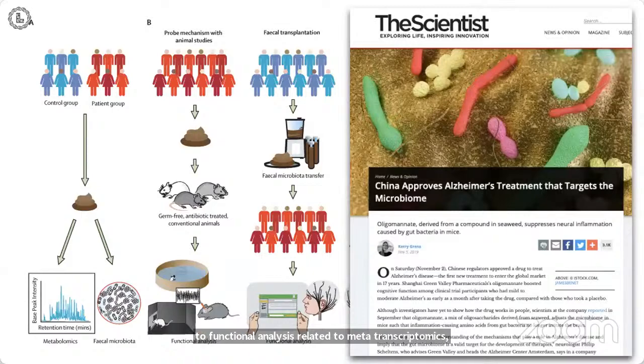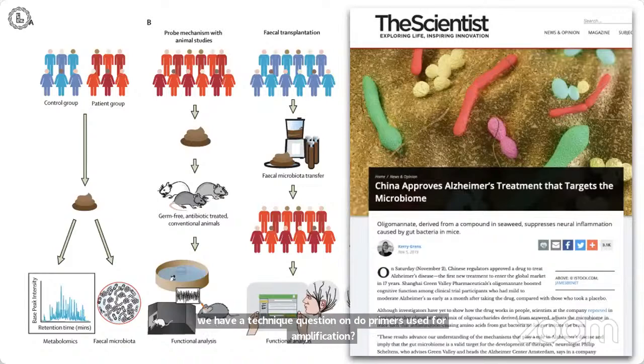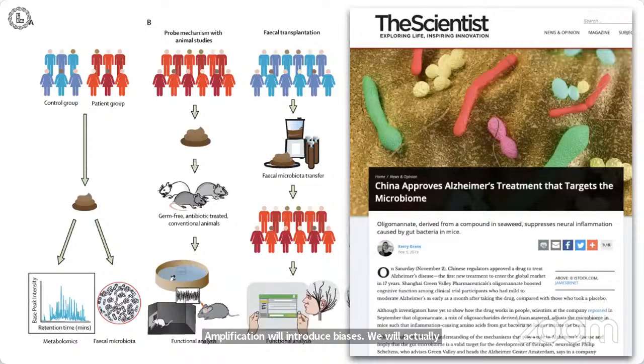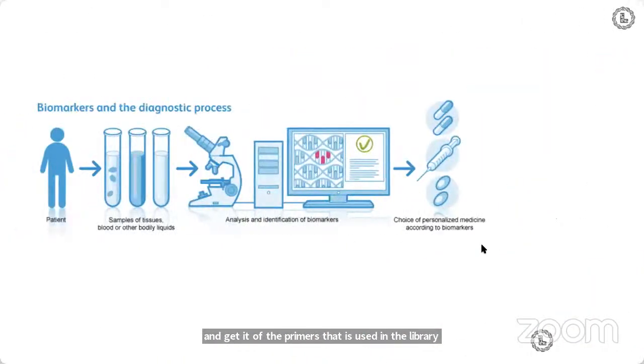So we have a technical question on, do primers used for amplification introduce biases? We will actually get rid of these amplification based adapters and primers at the pre-processing stage. At the pre-processing stage, one of the important steps that we do is to get rid of the adapter sequences and the primers that are used in the library generation method. So let's move on.